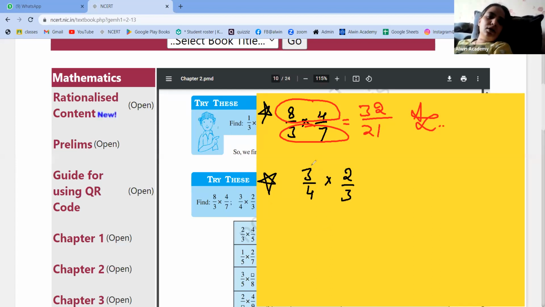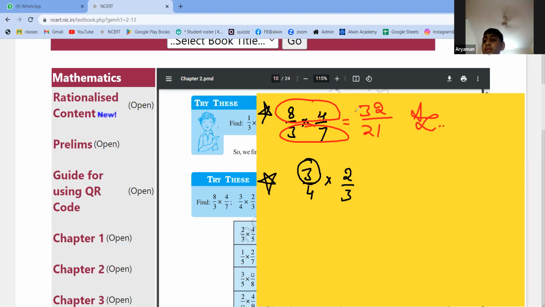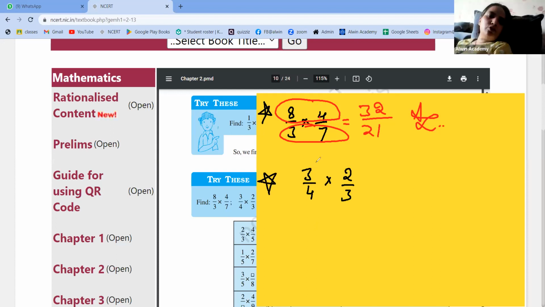Can this 3 be simplified with any of the denominators? Yes, ma'am, I can do it with 3. Right. So we'll cut both the 3s and we'll write 1.